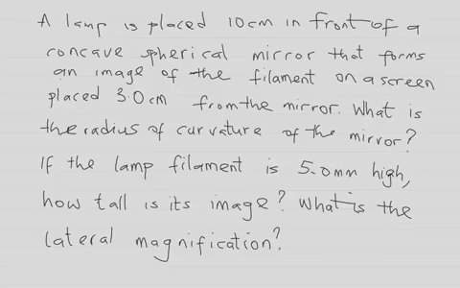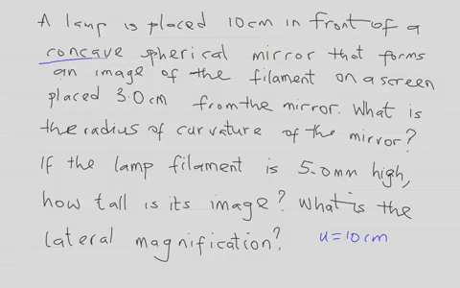Now look at this question. It says a lamp is placed 10 centimeters in front of a concave spherical mirror. Now, this is that lamp object, okay? 10 centimeters in front, that's U is 10. U is equal to 10 centimeters. That lamp is placed 10 centimeters in front of the concave mirror.